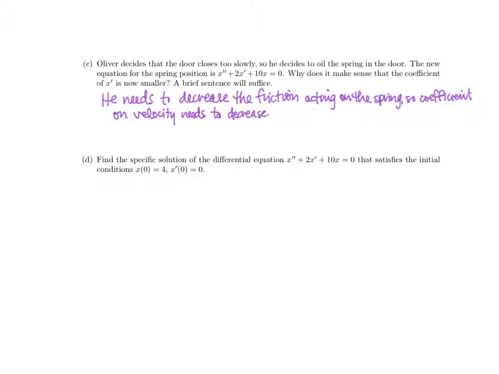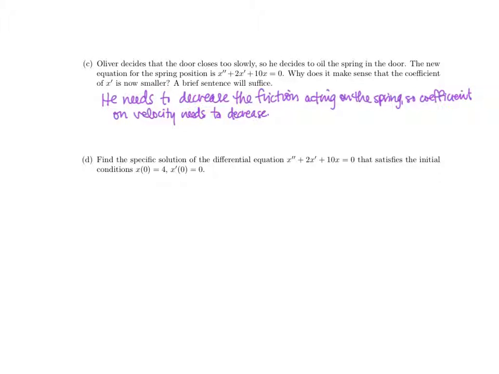Now it asks us to find the specific solution of that new differential equation that satisfies the initial conditions that he's opened the door 4 units at t equals 0, and it is technically, well, he's just releasing it. It's sort of like at rest, and then he releases it. He's not throwing it open. He's not slamming it closed. Its initial velocity is going to be 0. Don't jump to the end.